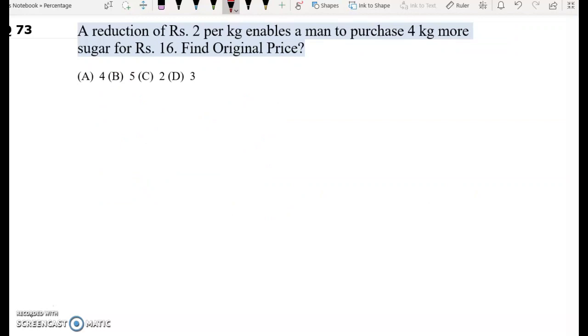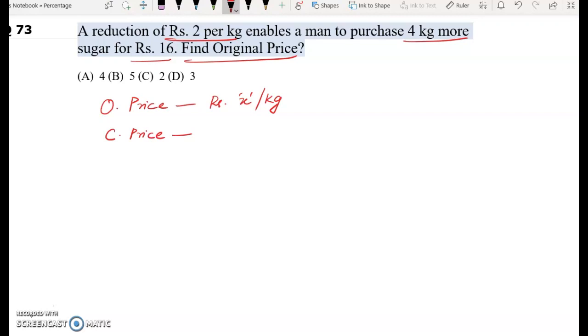Question number 73. A reduction of rupees 2 per kg enables a man to purchase 4 kg more sugar for rupees 16. Find original price. So in this question, let's say our original price is rupees X per kg. Now our current price will be how much? A reduction of rupees 2 per kg. So there is a reduction of rupees 2. So our current price will be rupees X minus 2 per kg.